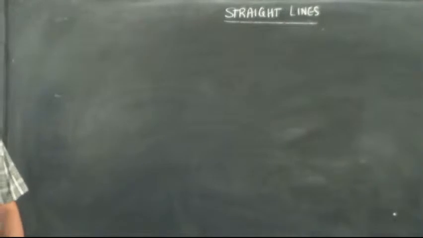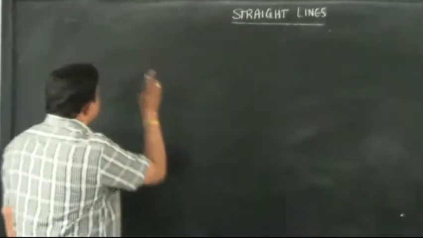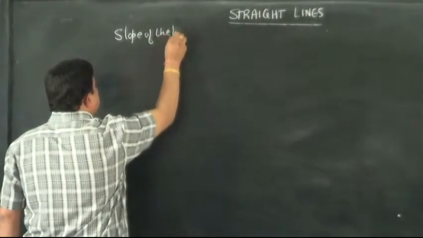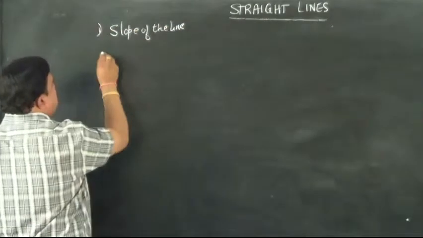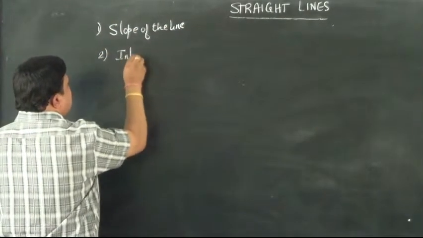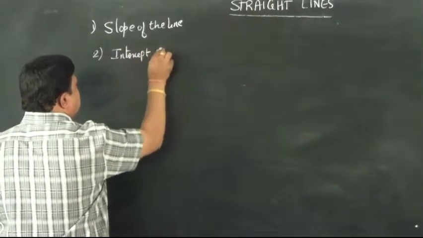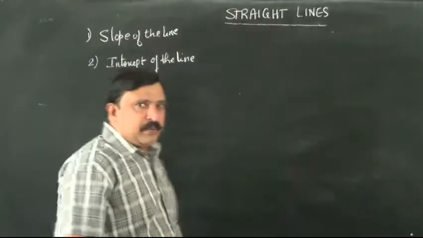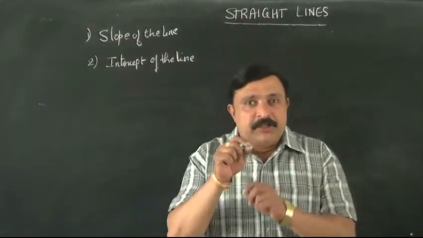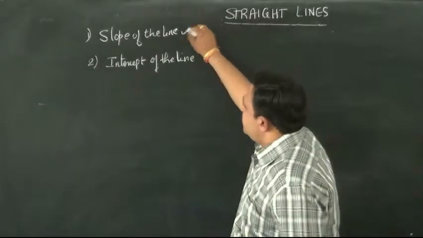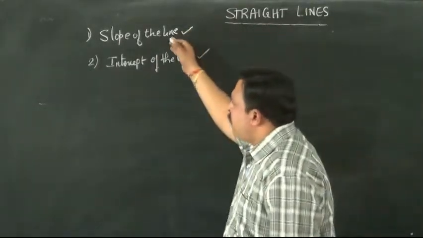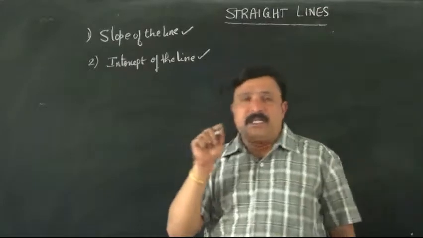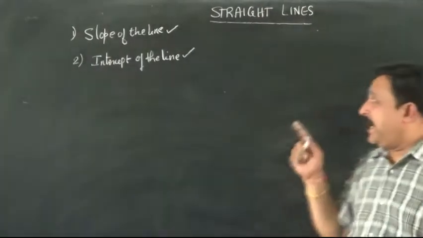All straight lines have two important characteristics. One is slope of the line, and second is intercept of the line. To represent the equation of a straight line algebraically, we require these two values of the straight line. One is slope and other is intercept. First, let us understand about the slope of the line, and then we will understand what is meant by intercept of the line.